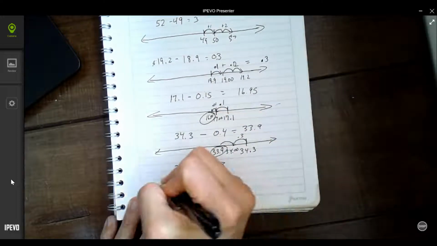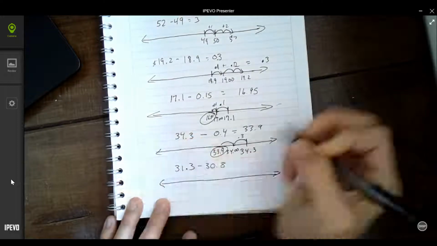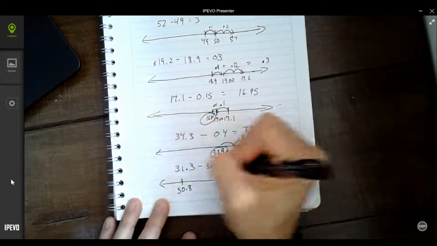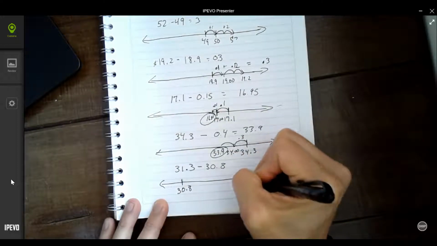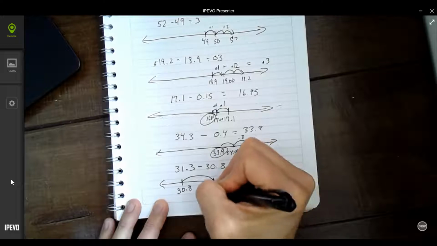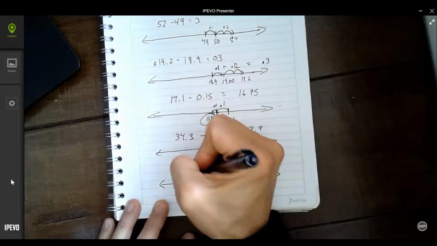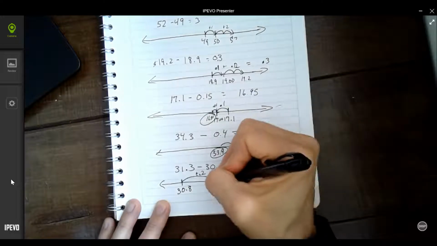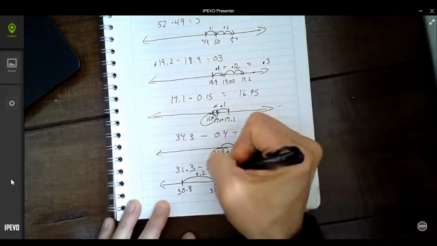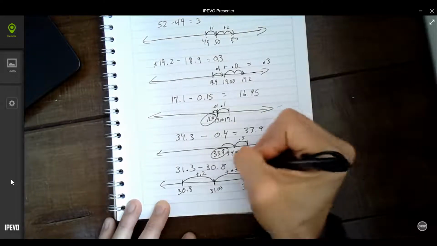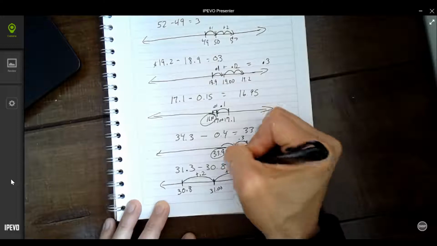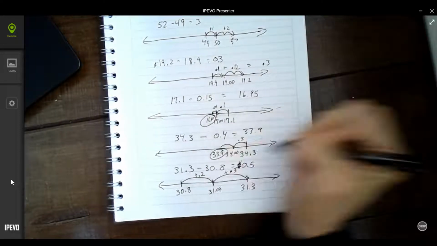Okay, we're back here. So because they're close together, we might want to use the distance strategy here. So I'm starting at 30 and 8 tenths, and I want to end at 31.3. So I know if I move 0.2, that's going to get me to 31. So that's 0.2 or 2 tenths. And then from there I have 3 tenths left to get to 31.3. Adding those two together, I see that the distance between those two is 5 tenths.